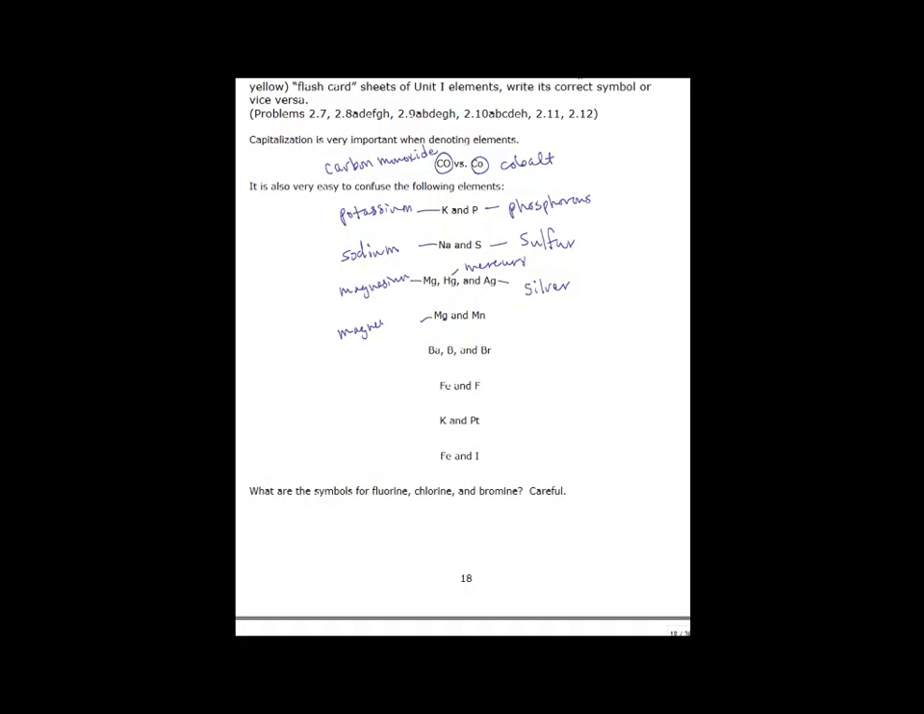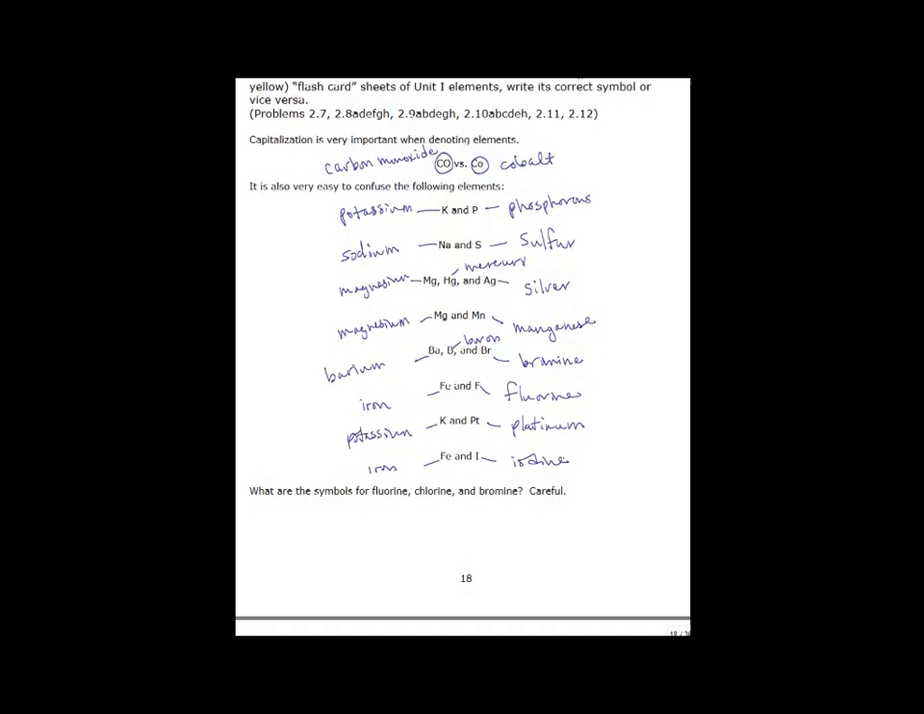Be careful with Mg and Mn. Mg is magnesium, and Mn is manganese. Ba is barium, B is boron, Br is bromine. Fe and F. Fe is iron, F is fluorine. Be careful with K, which is potassium again, and Pt, which is platinum. And then lastly, Fe and I. Fe is iron, and I is iodine.